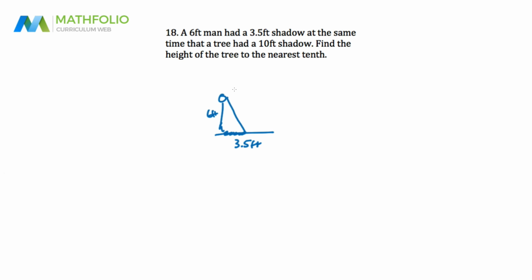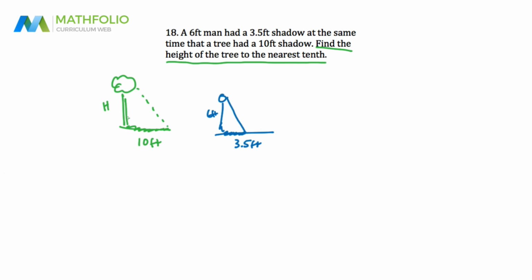And we also know at the same time that a tree had a 10-foot shadow. Okay, so we got a tree, and this has a 10-foot shadow. And it says find the height of the tree to the nearest tenth. So let's call it h, height of the tree.